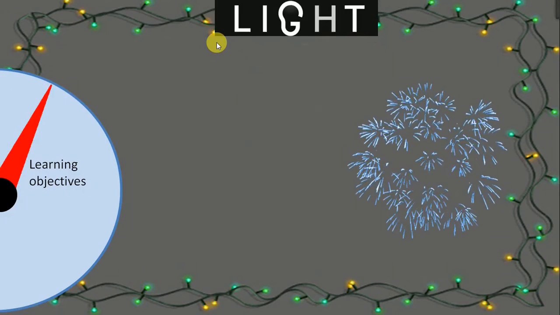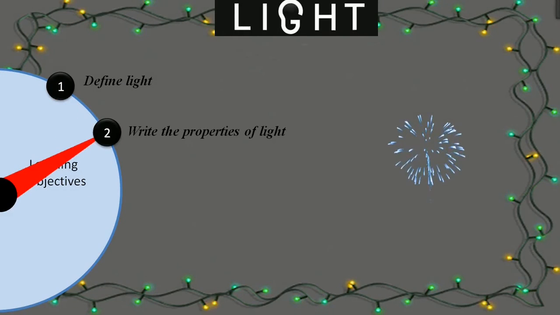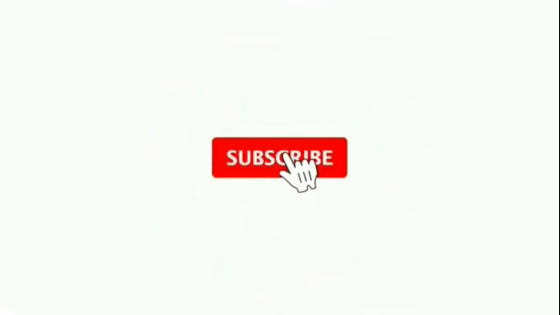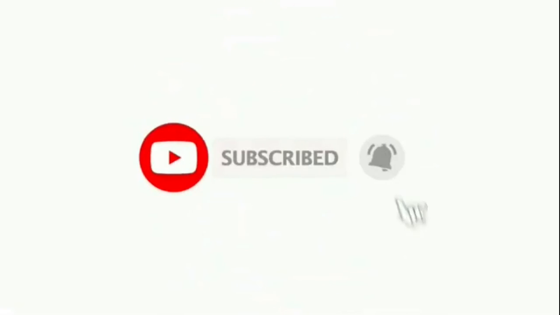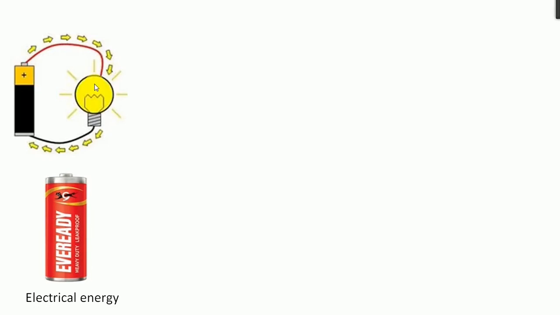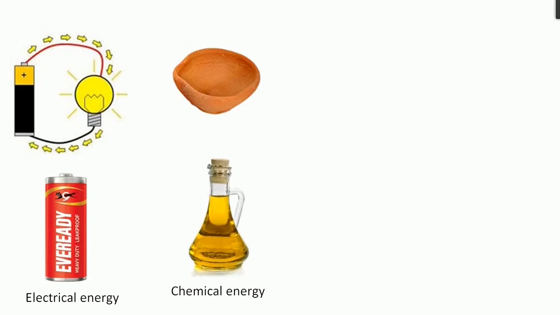After this video, you should be able to define light and write the properties of light. To understand the definition of light, let us take some examples of sources of light. One example is a bulb. In order to switch on the bulb, we need a cell, and a cell is a form of chemical energy. A lamp is also a source of light, and to light a lamp we need oil, that is chemical energy.